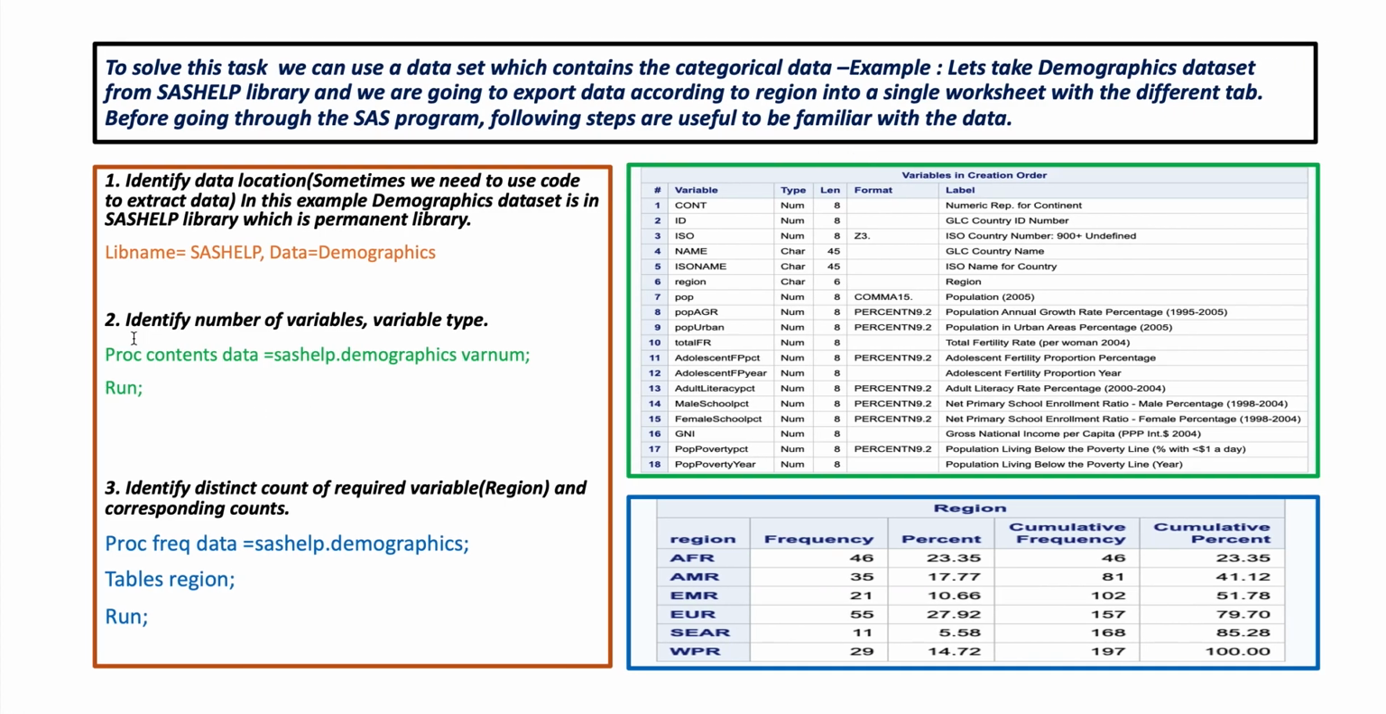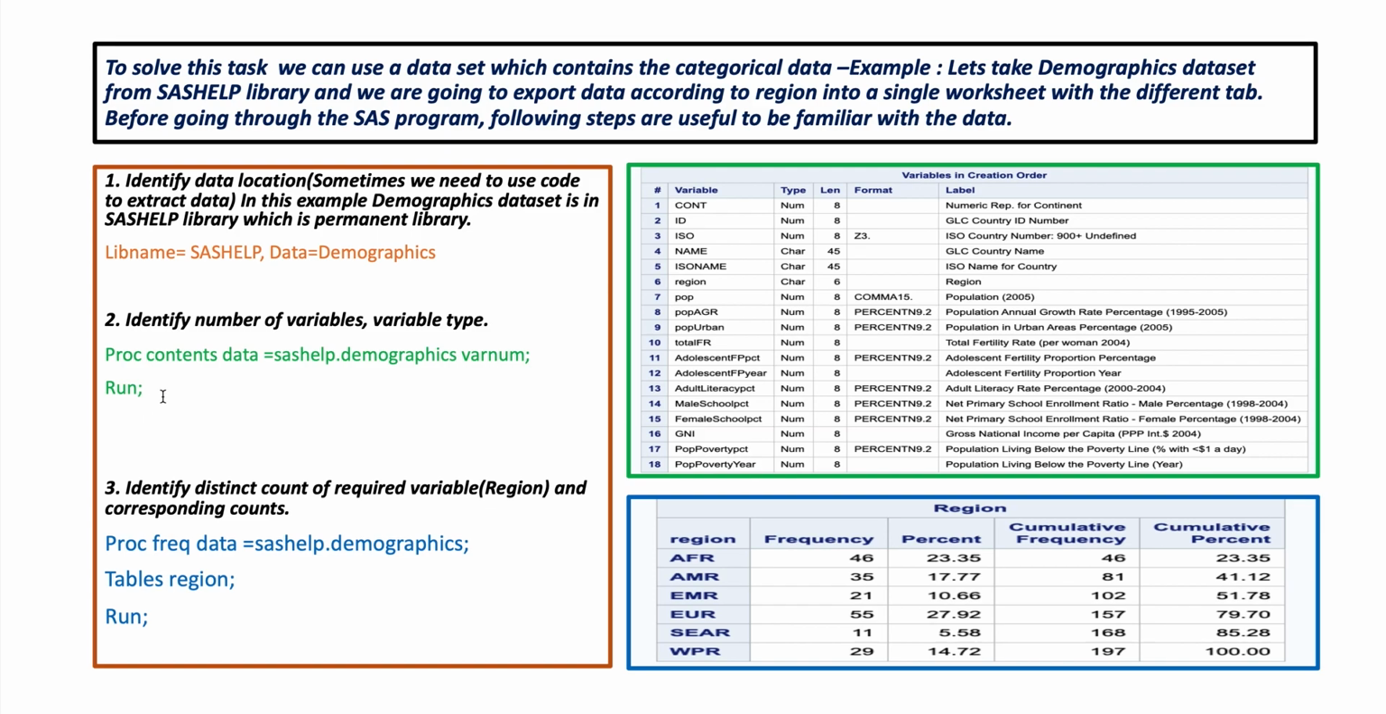Step 2: identify the number of variables and variable types. We know the number of variables is 18. To identify the variable types and further information, we use the PROC CONTENTS procedure. PROC CONTENTS data=sashelp.demographics varnum; run;. The VARNUM option is used to display the variables without sorting.